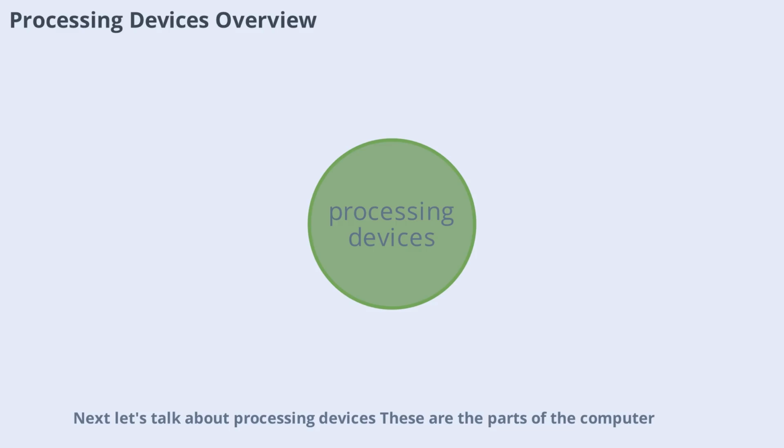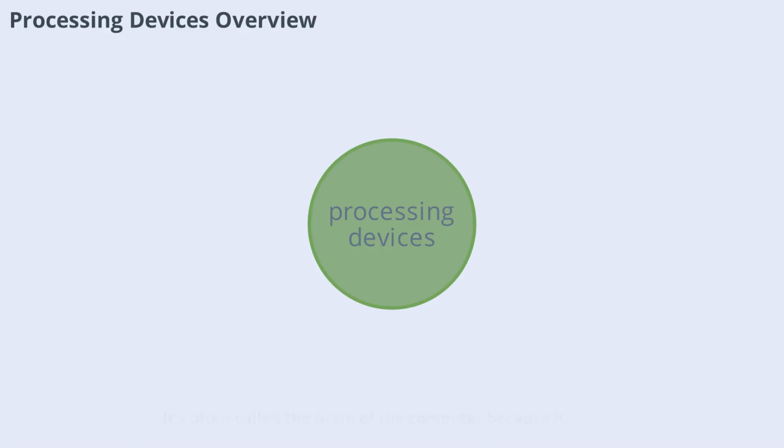Next, let's talk about processing devices. These are the parts of the computer that handle all the calculations and operations. The main processing device is the CPU, or central processing unit. It's often called the brain of the computer because it processes all the instructions and makes sure everything runs smoothly.